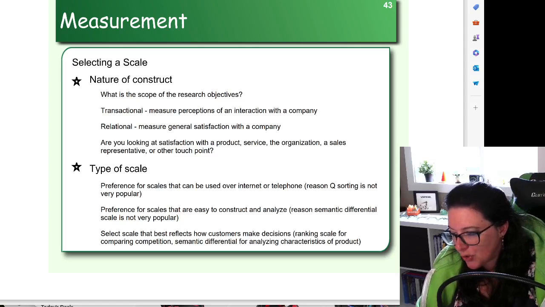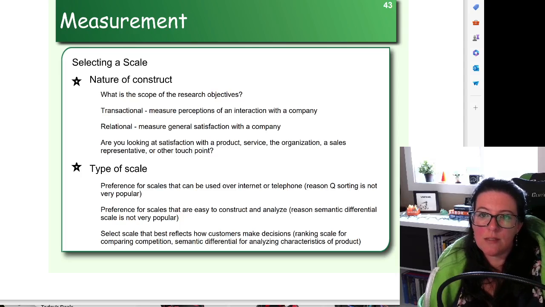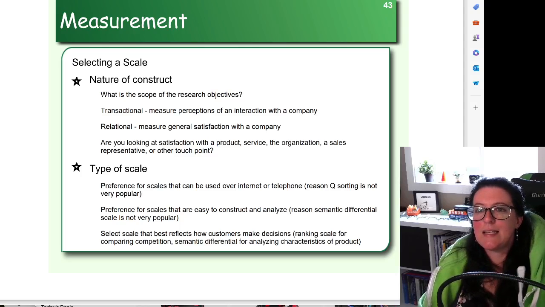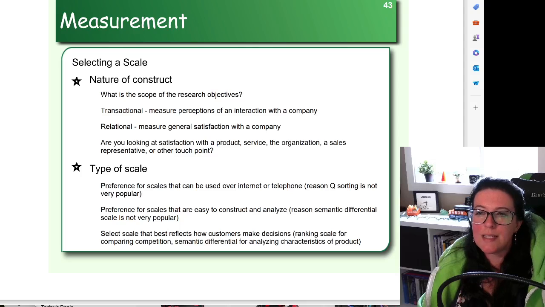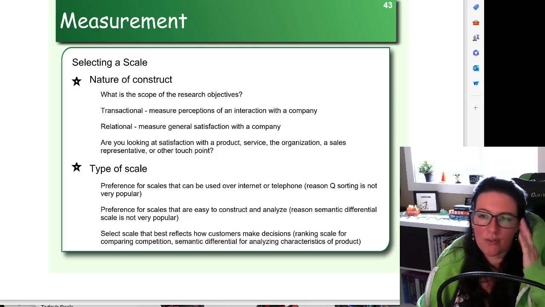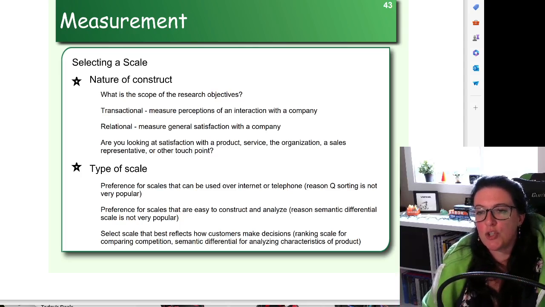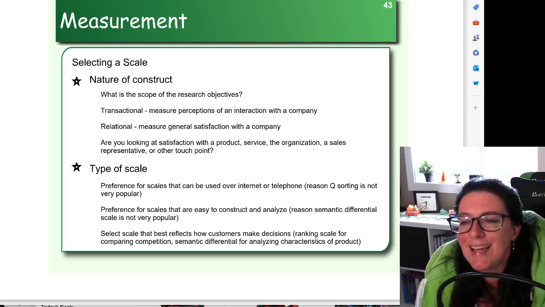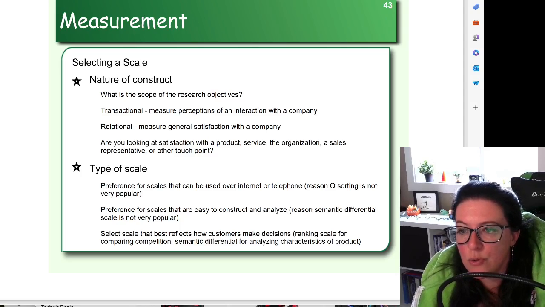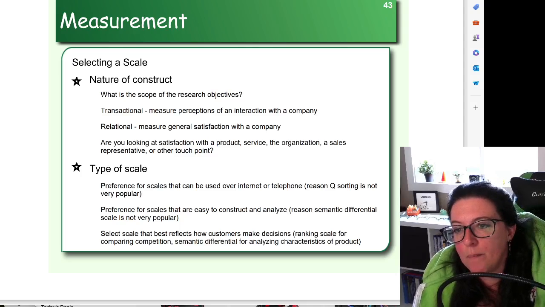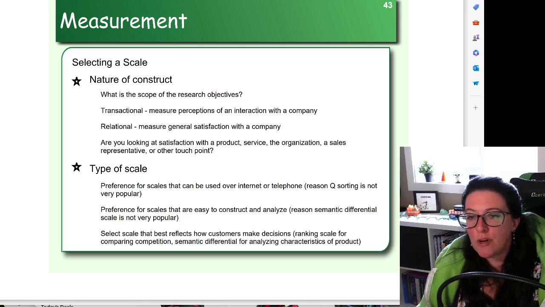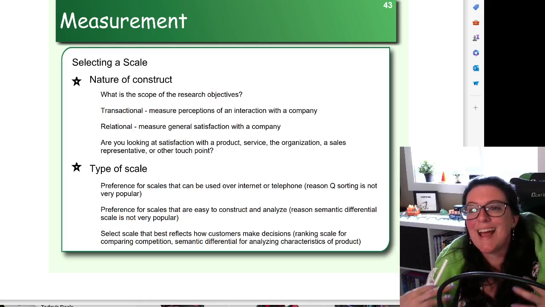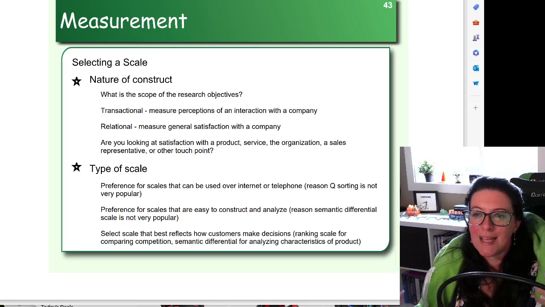So is it transactional? Are we measuring the perceptions that people have of some interaction they've had with an organization? Is it relational? Are we trying to measure general satisfaction with an organization? What is it you're trying to get at? And to expand this even further than marketing research, in terms of research in general, what are the attitudes, the opinions you're trying to understand, and what will you do with them? So, for example, in the scholarship of teaching and learning, we do surveys of students about what they think helps them learn and what they enjoy.